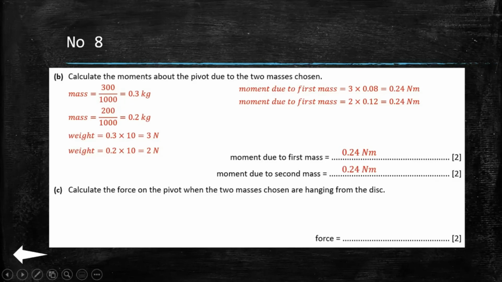Number 8c. Calculate the force on the pivot when the two masses chosen are hanging from the disc. The force on the pivot equals the sum of the weights. The weights are 3 Newton and 2 Newton. Then the force equals 3 plus 2, or 5 Newton.